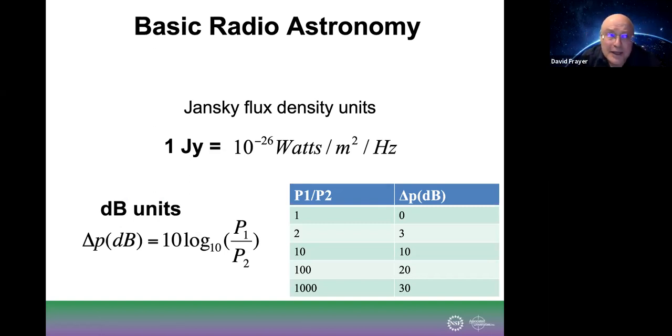We also, a lot of times, and I fall into this more and more as I get older, use engineering units, decibels, dBs. Think of it like magnitudes, but without the minus sign. So if you're talking about 30 dBs, that's a factor of 1,000. Just so you understand what we're talking about.